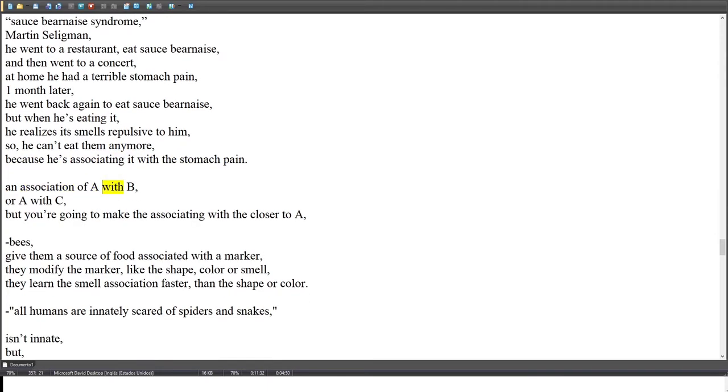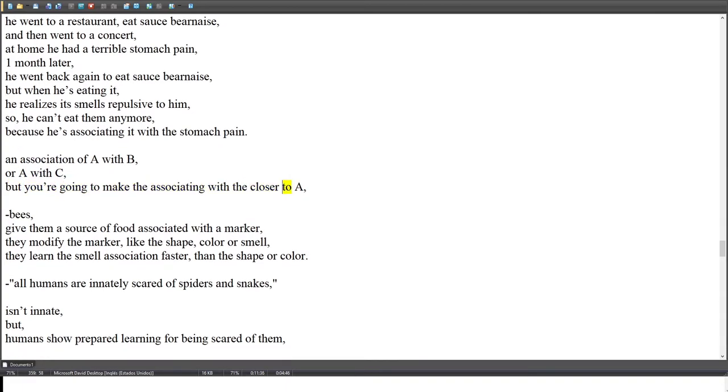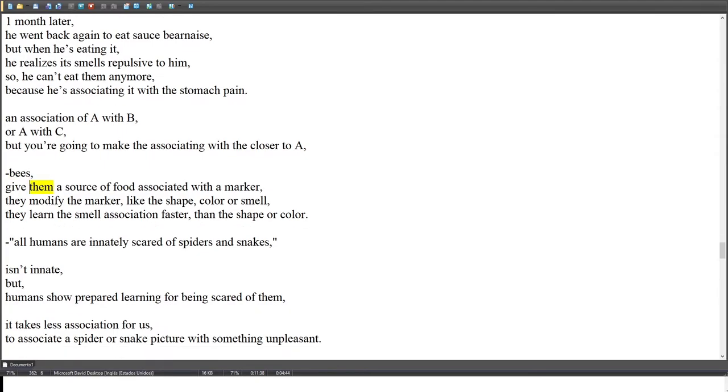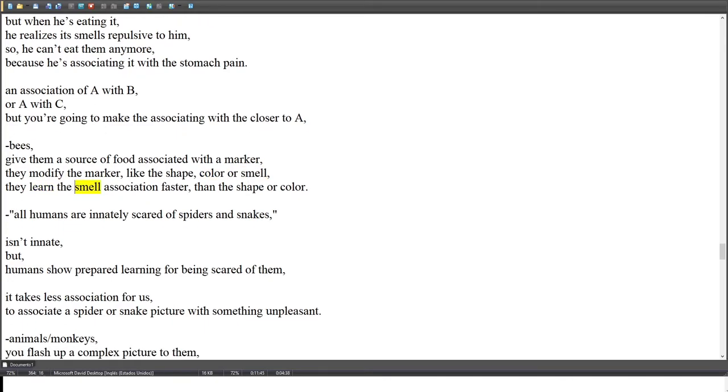An association of A with B, or A with C, but you're going to make the association with the one closer to A. Give rats a source of food associated with a marker. They modify the marker, like the shape, color, or smell. They learn the smell association faster than the shape or color.